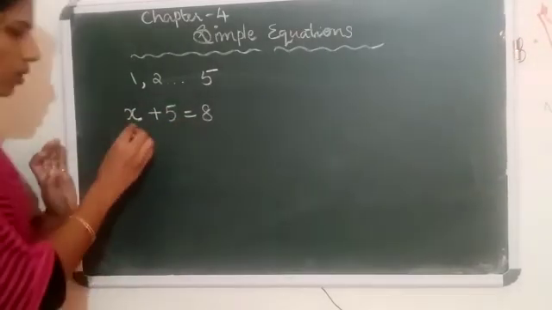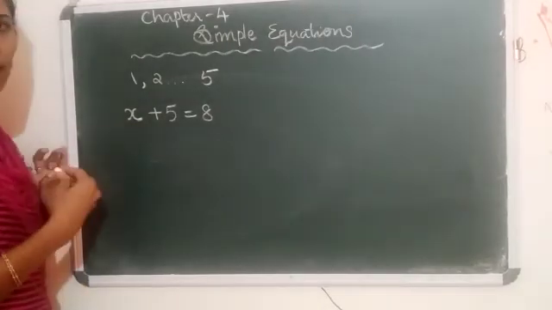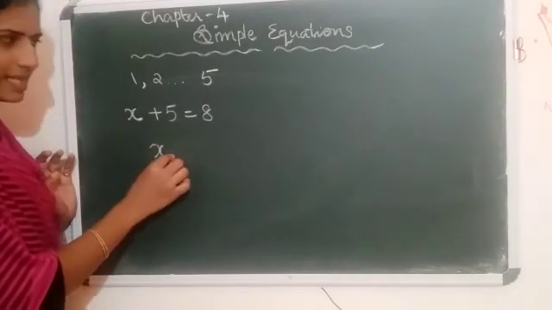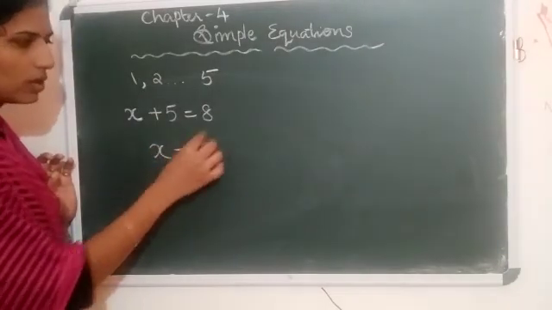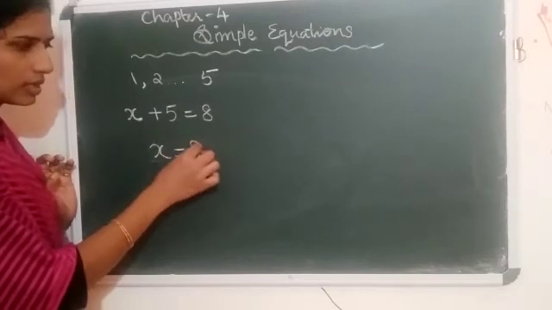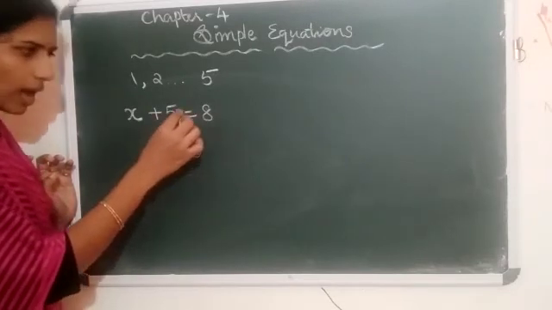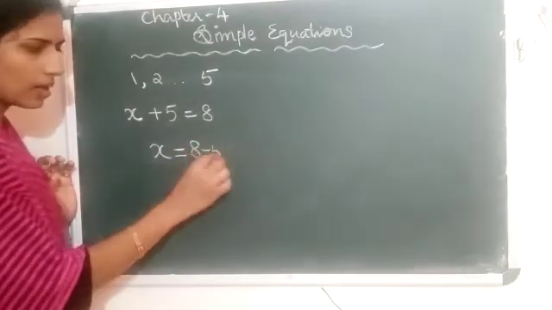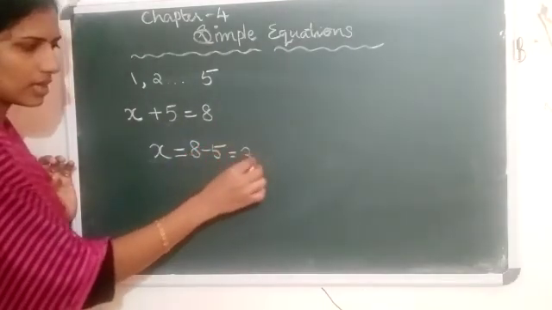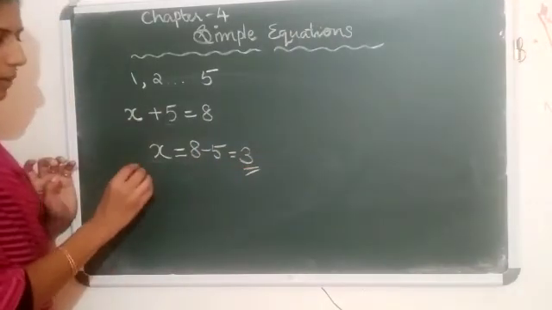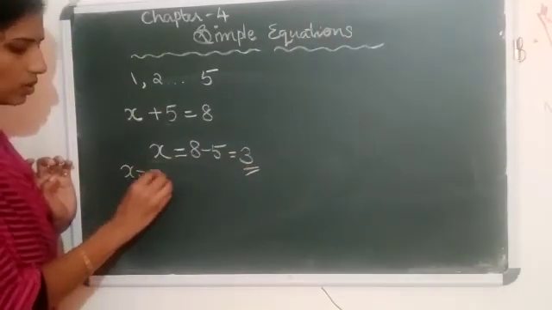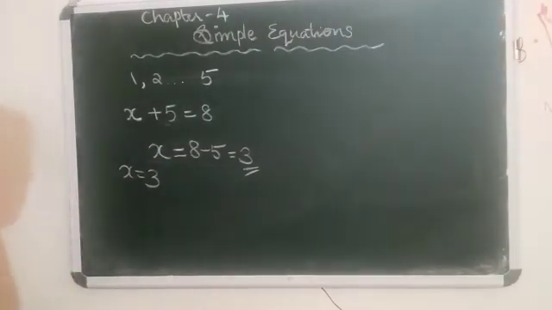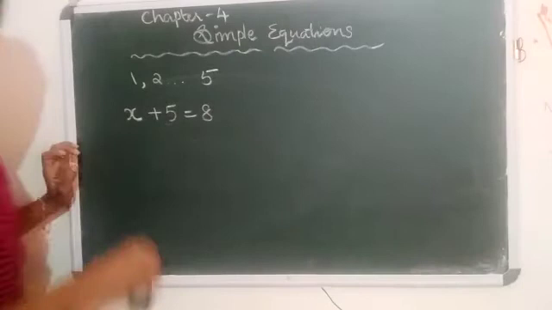Now I am going to find what the number is. How? X plus 5 is equal to 8. Here we have one 5; I will take this 5 to this side, so plus 5 will become minus 5. The answer is 3. That is, you thought of the number X equal to 3. This is just one example I told you.